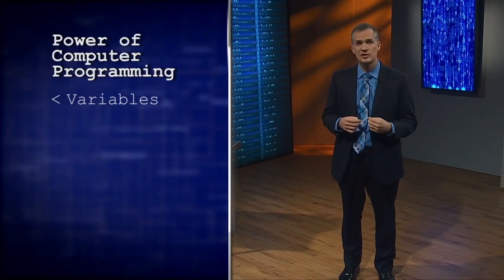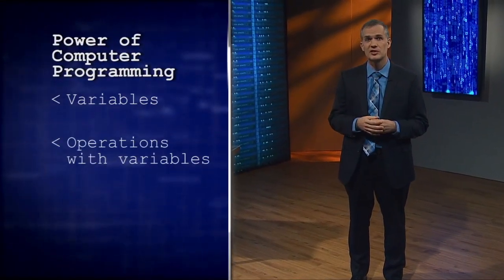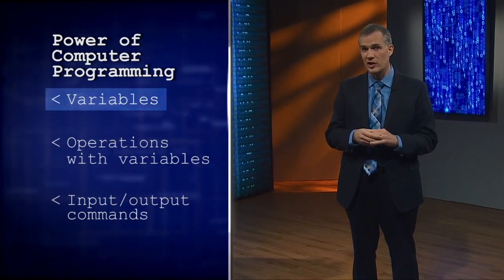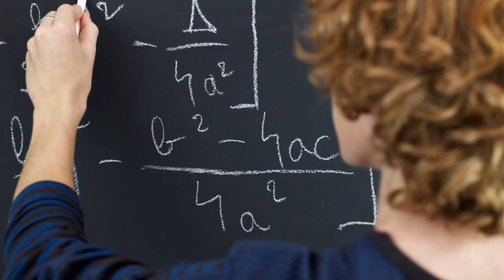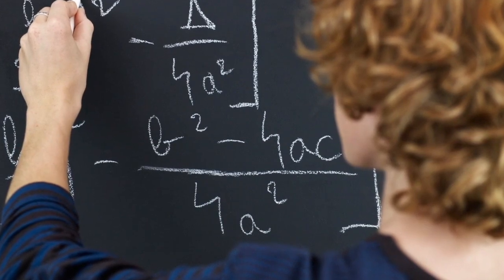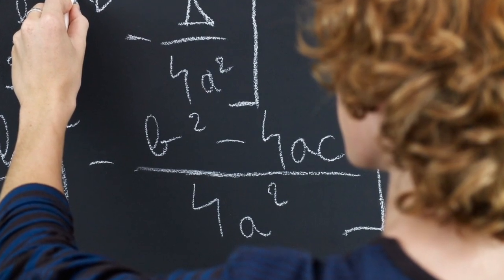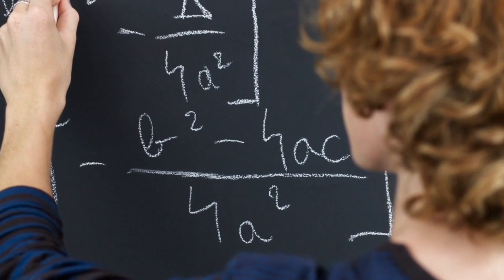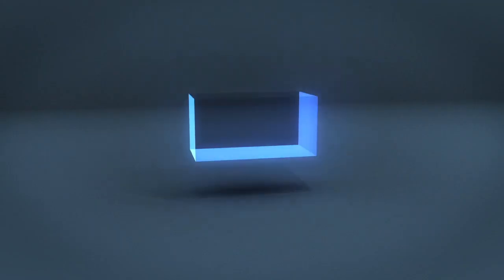The leap from traditional calculators to the power of computer programming really begins when we turn to variables, operations with variables, and input-output commands. Let's start with variables. Now, even though the word variable is used in math, don't think that this will be like high school algebra. Instead, when you hear the word variable in computer science, think of a box.